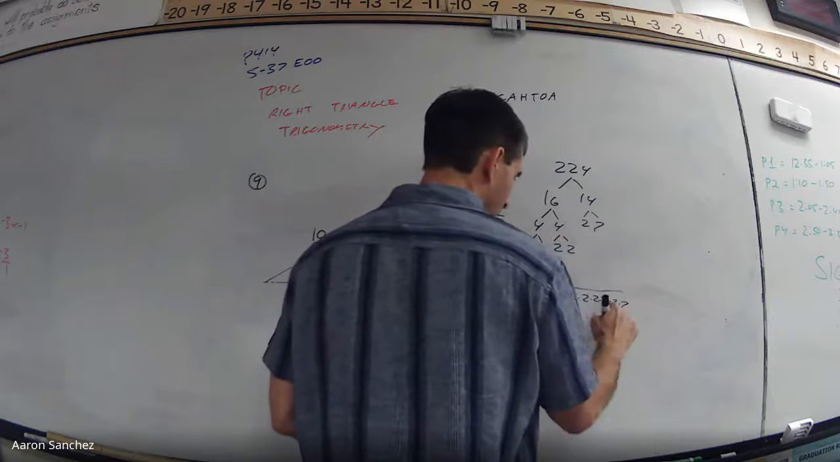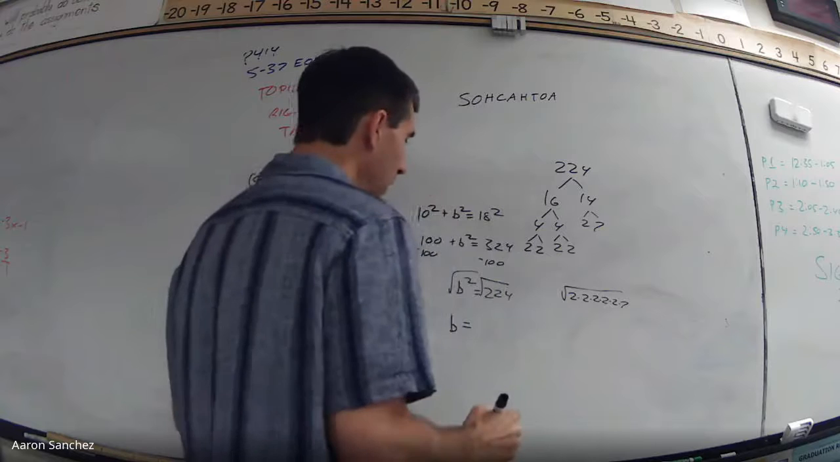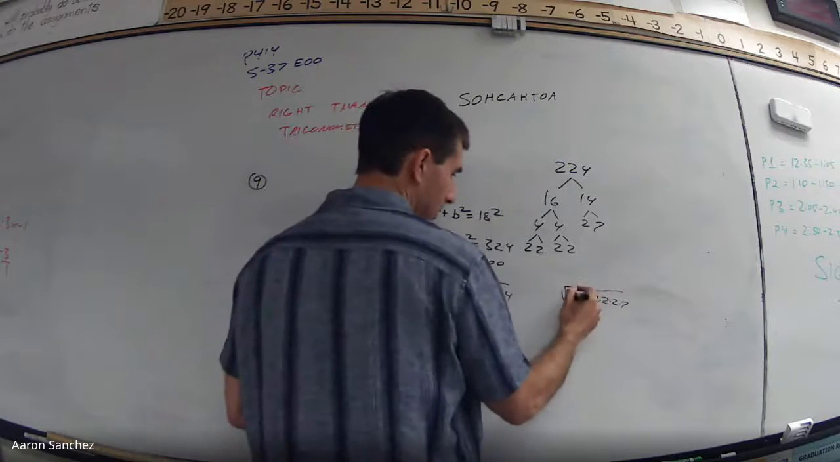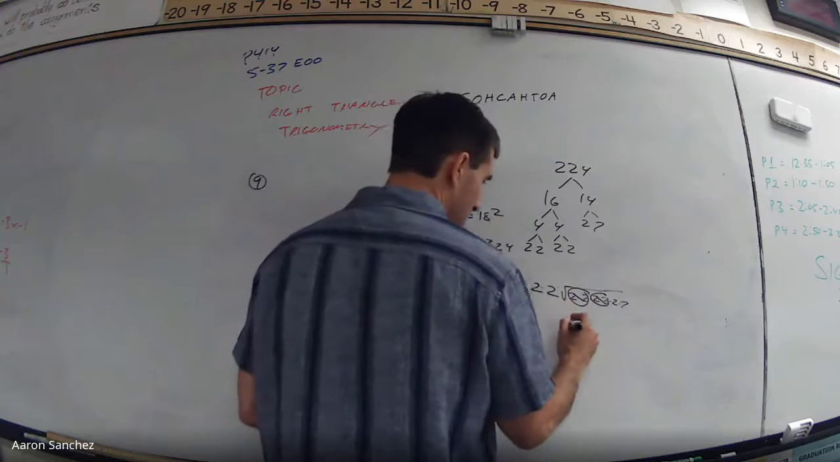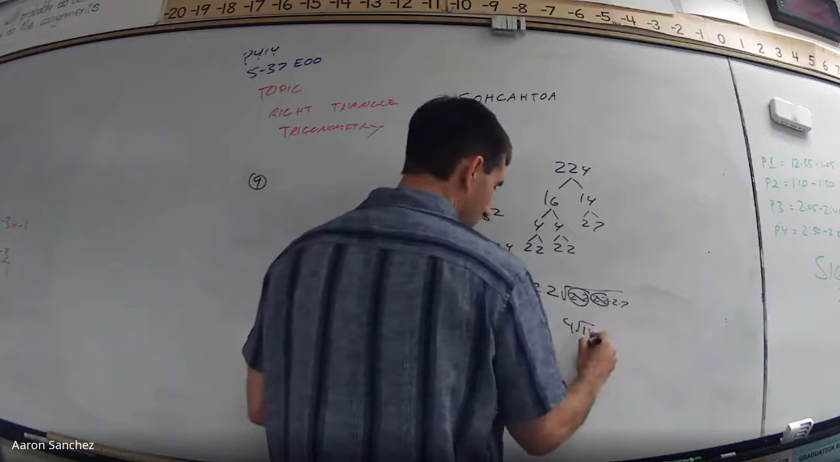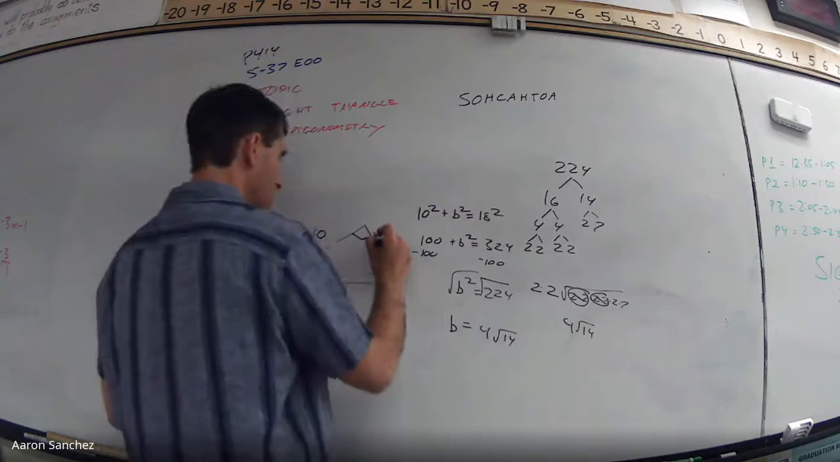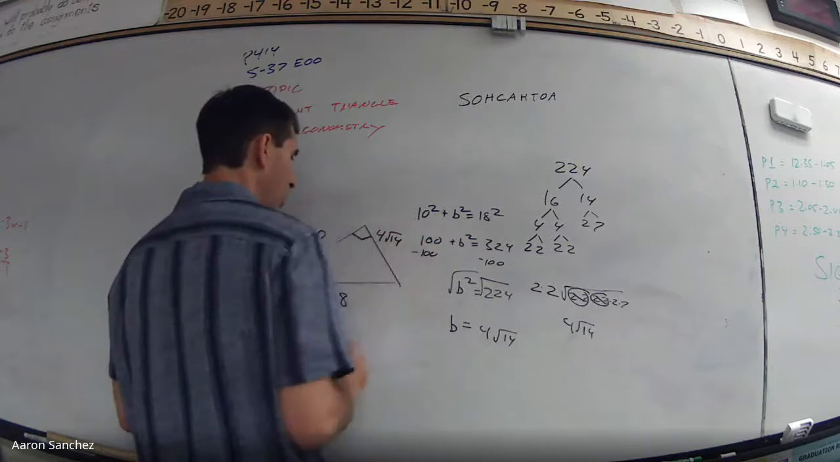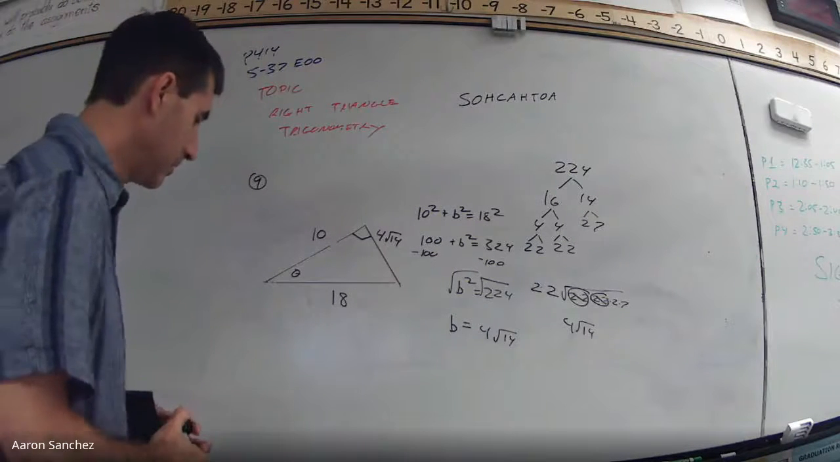1, 2, 3, 4, 5 2's and the 7. So that breaks down into, one pair gets out of jail, 2. There's another 2. So this is 4 root 14. I did that quick because I'm assuming you know how to do that. 4 root 14 is that side.